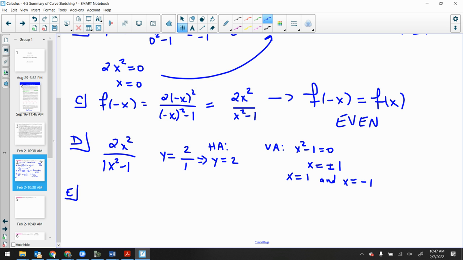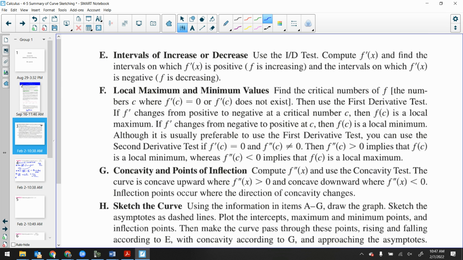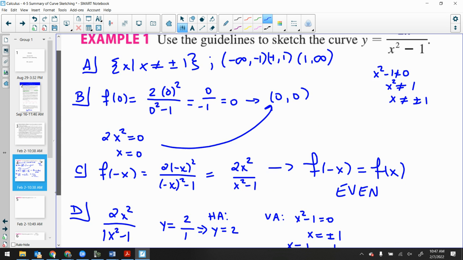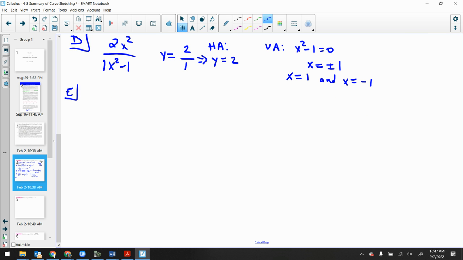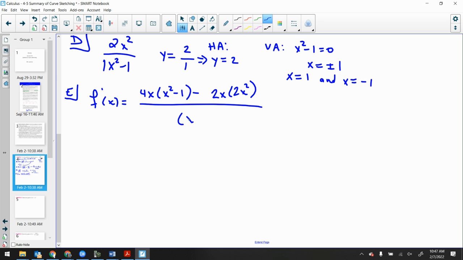E says to find, now all the calculus stuff, intervals of increase and decrease. So that means I've got to do the derivative now. Got to find f prime of x. Quotient rule time. All right, f prime g. So 4x times x squared minus 1, that's f prime g, minus g prime f, 2x times 2x squared, all divided by x squared minus 1 squared.